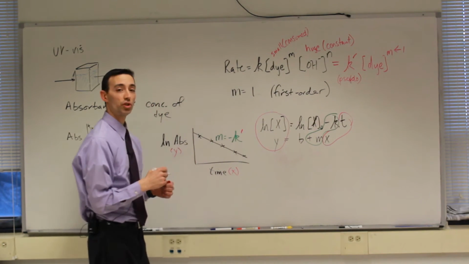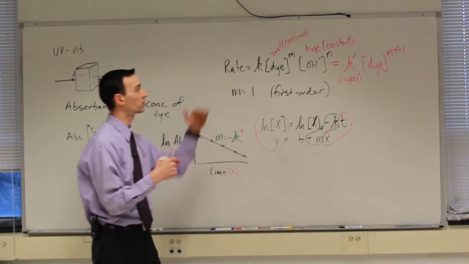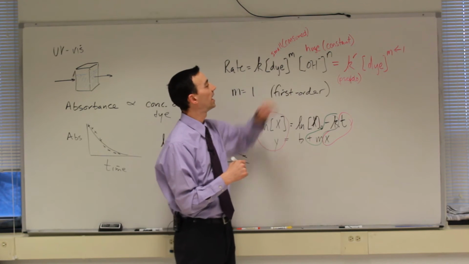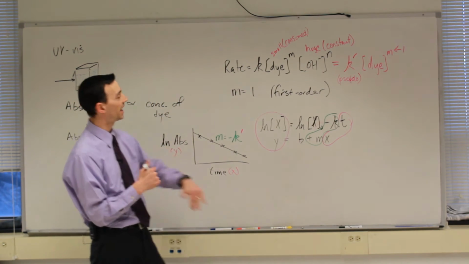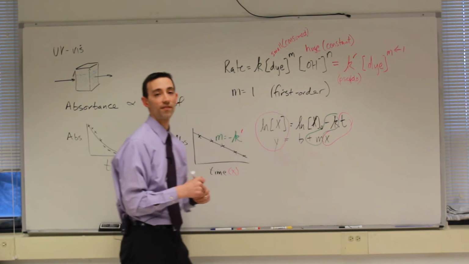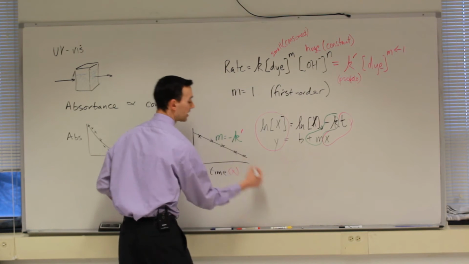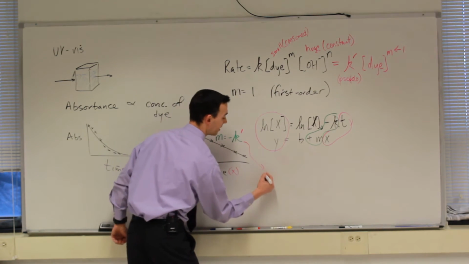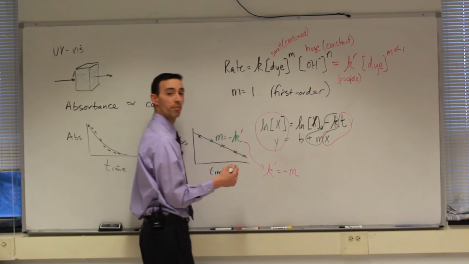And then we'll do it at two different concentrations of the hydroxide ion, and I'll show you how we can use that information to find the unknown order of the hydroxide ion. Okay? But once we find our k prime, k prime is going to equal negative the slope of our reaction.